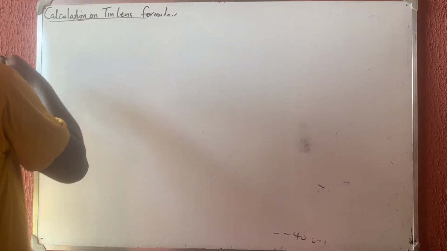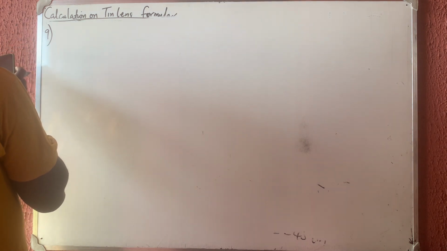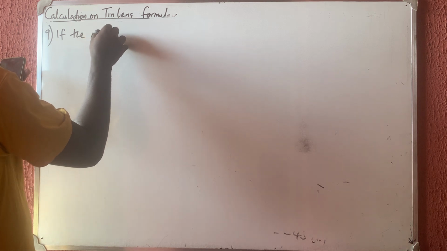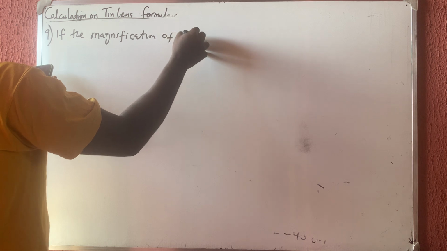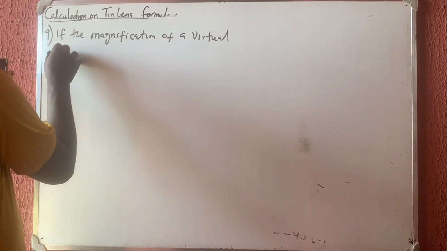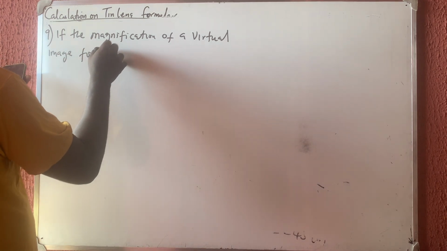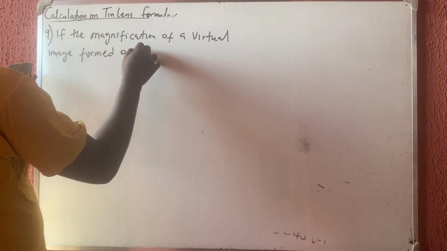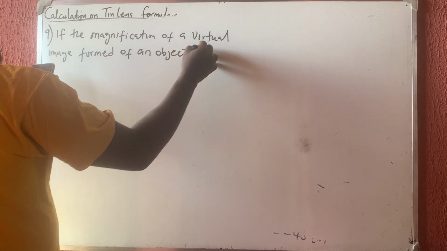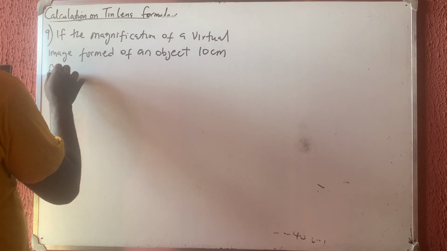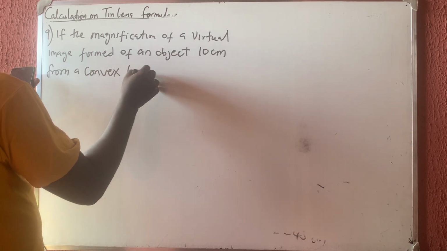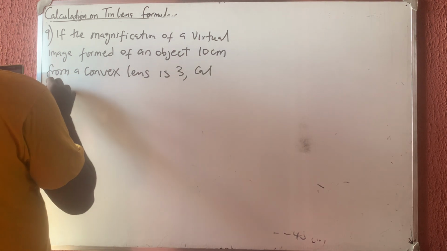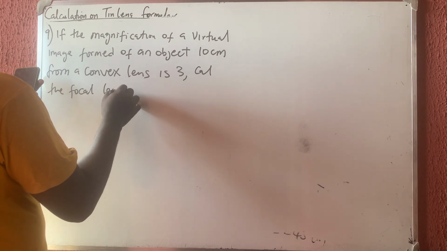Okay, so we'll go to question number 9. Question number 9 says that if the magnification of a virtual image formed of an object 10 cm from a convex lens is 3, calculate the focal length of the lens. If it's a convex lens, then it is a converging lens, not a diverging lens.